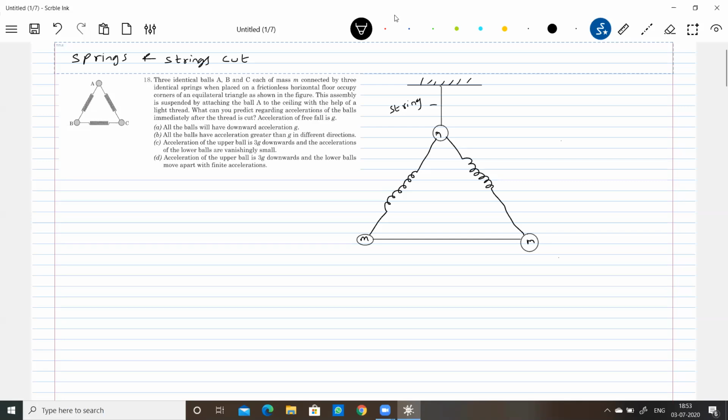The assembly is suspended by attaching the ball A to the ceiling with the help of a light thread. Sir, between B and C there is a spring, one more spring. There's a string between B and C? That one. Okay, it is actually. There's a problem with the question.